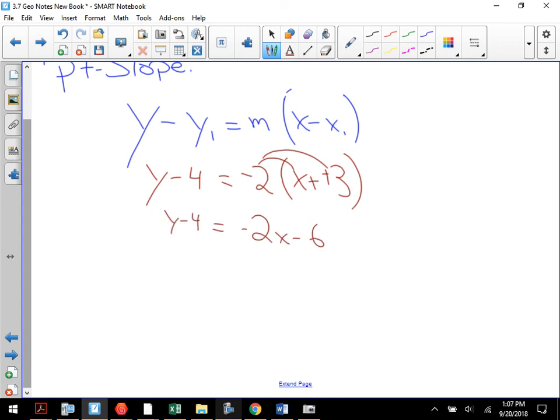And now, like you said, you do what with that? You add the 4 to the 6. Is it a 6 or a -6? The -6, you add that, and you get y equals -2x minus 2. I agree. Good work.